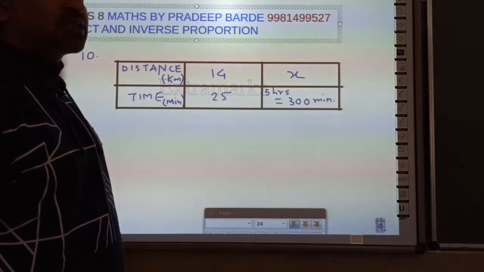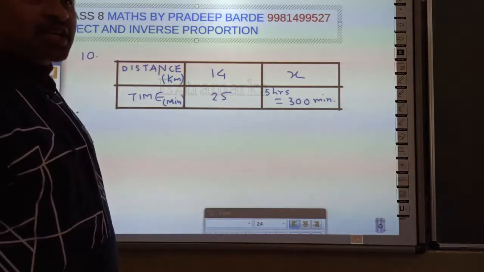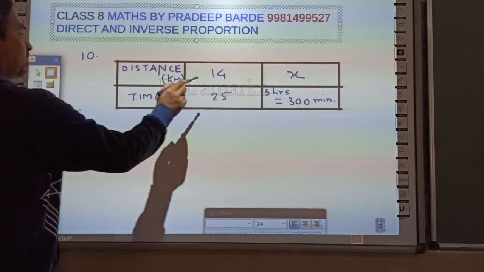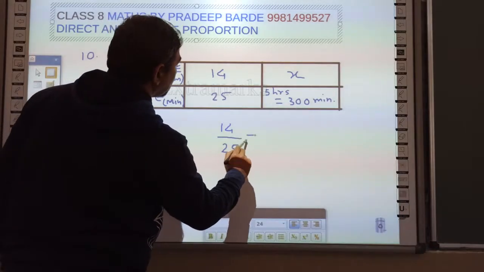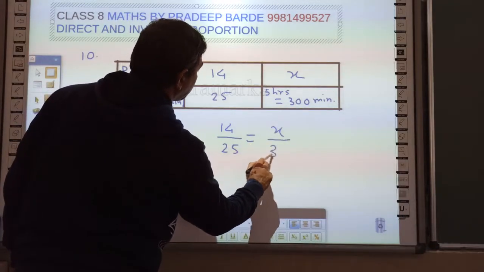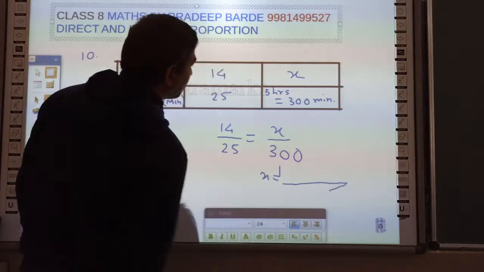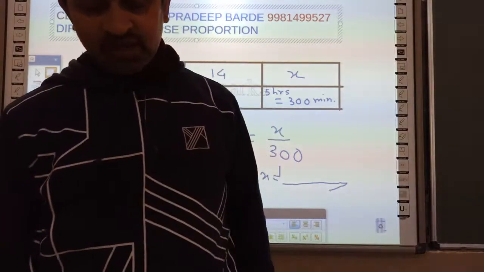Again, it is the case of direct proportion. So mention that it is direct proportion. Write x1 upon y1 is equal to x2 upon y2. And then we write the proportion like this: 14 upon 25 is equal to x upon 300. Solving this, you will get the value of x, and then finally write the answer as required in the statement.